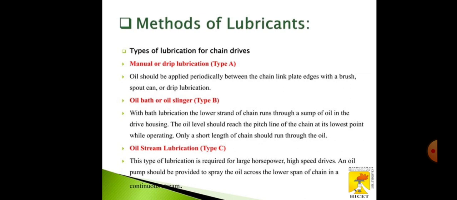Type B is called oil bath or oil slinger. With bath lubrication, the lower strand of chain runs through a sump of oil in the drive housing. The oil level should reach the pitch line of the chain at its lowest speed while operating. Type C is oil stream lubrication. This type is required for large horsepower and high speed drives, and a pump should be provided to spray the oil across the lower span of chain in a continuous stream.